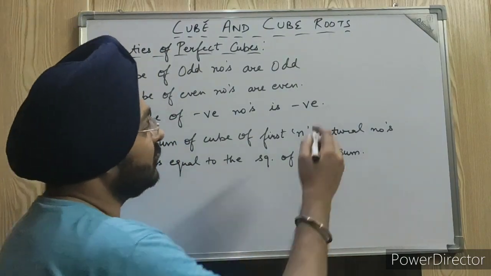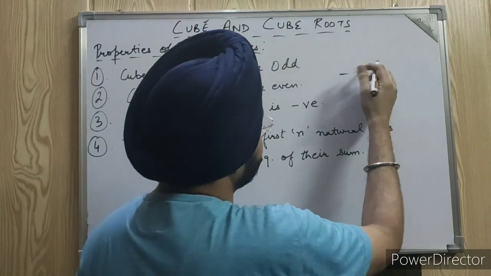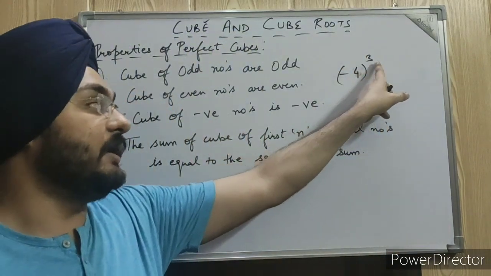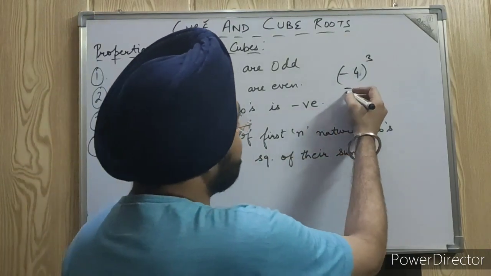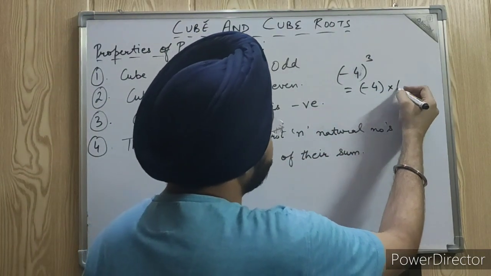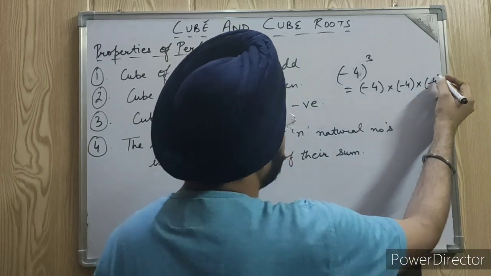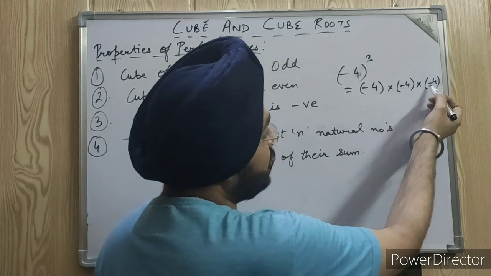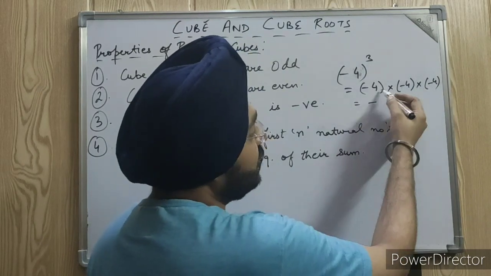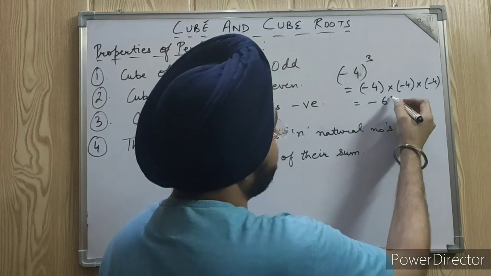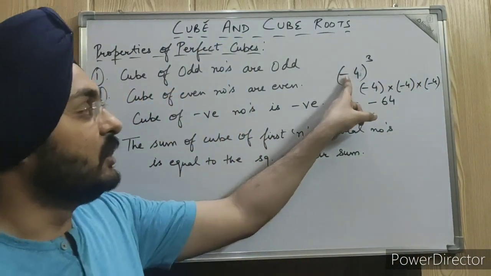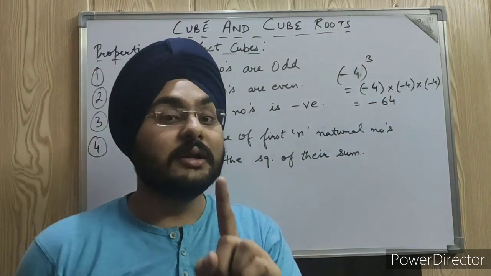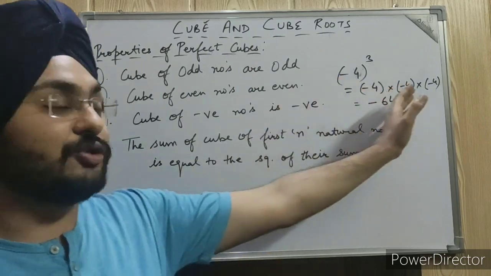Suppose I take the example minus 4 cube. Since this is a negative number and I am finding its cube, I can write minus 4 multiply by minus 4 multiply by minus 4. Negative and negative will become positive, and positive into negative will become negative only. And 4 into 4 is 16, 16 into 4 is 64. So I have taken a negative number, found its cube, and that cube is also a negative number. I hope this is clear to you.